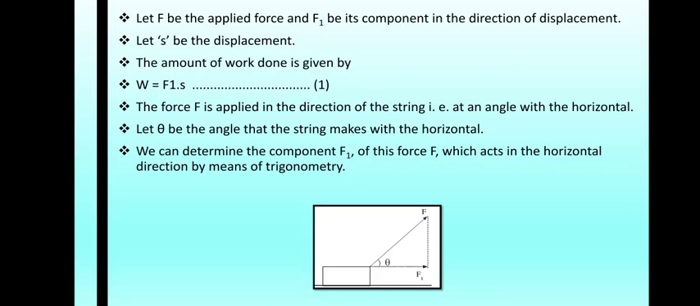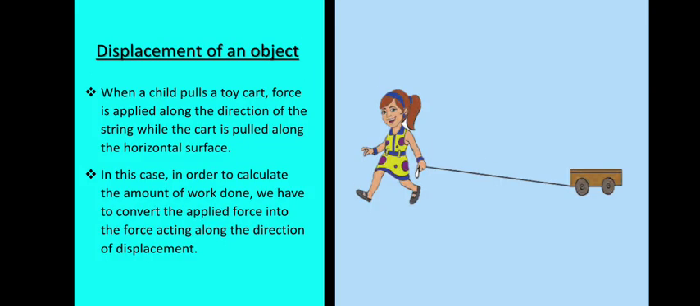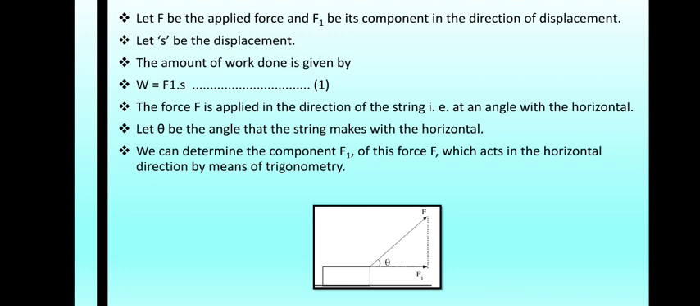Followed? So now let F be the applied force and F1 be its component in the direction of displacement. See. So this is the force and this is the component which is acting in the direction of displacement. And let S be the displacement. Suppose from here to here it is pulled, so that S will become the displacement. And the amount of work done is given by work done is equal to force, that is its component which is in the direction of displacement, into displacement. So work is equal to force into displacement. That becomes our first equation, right?